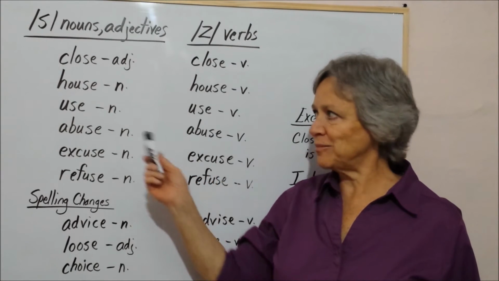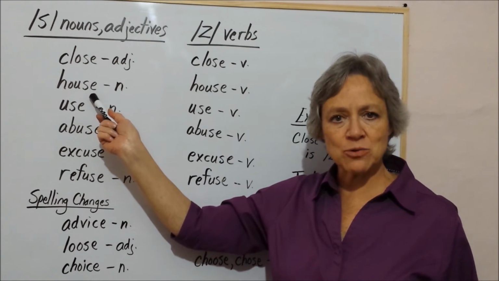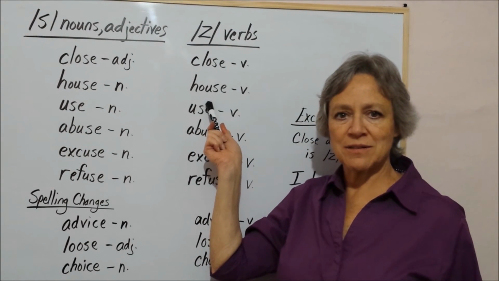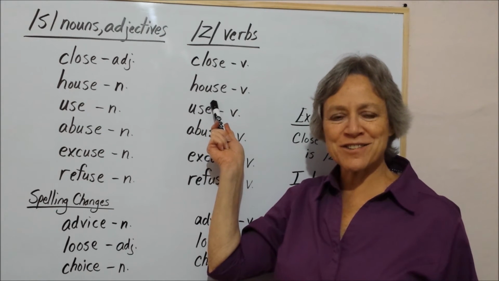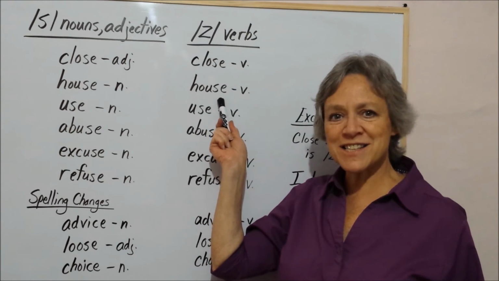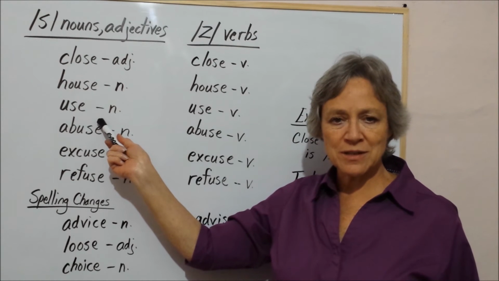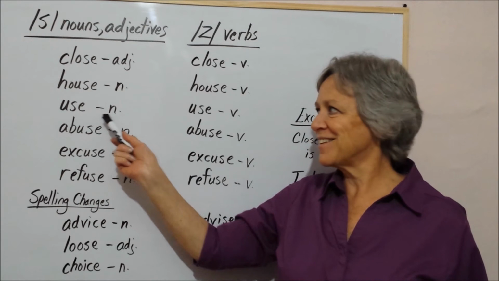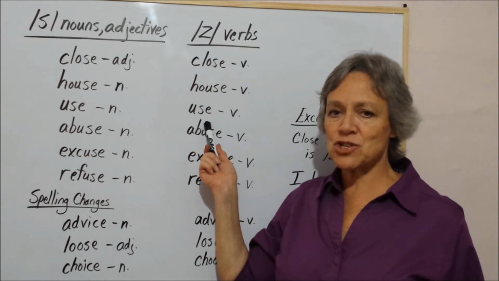Please listen. As a noun, this is house. I live in a house. S. But house is a verb. I housed my friends for 3 nights. As a verb, it's a z sound. Here as a noun, this is use. I got good use out of that machine. As a verb, it's use. I use that machine every day.